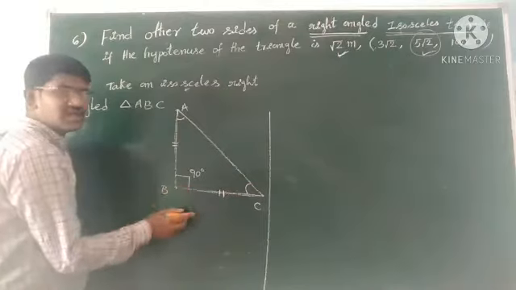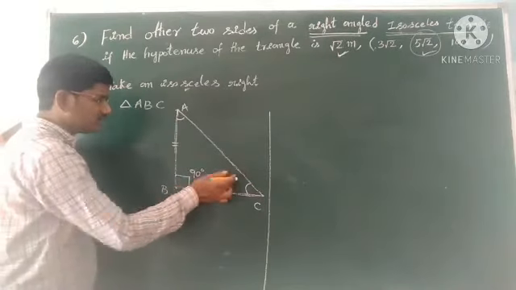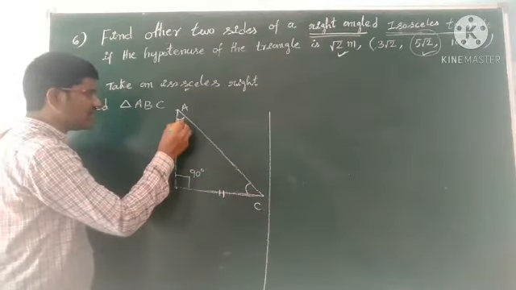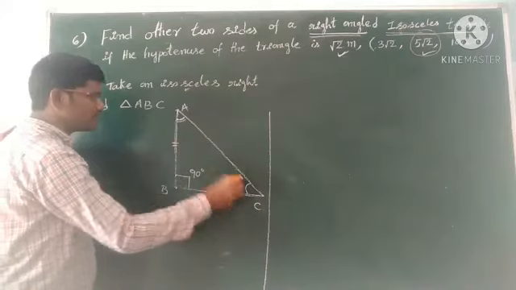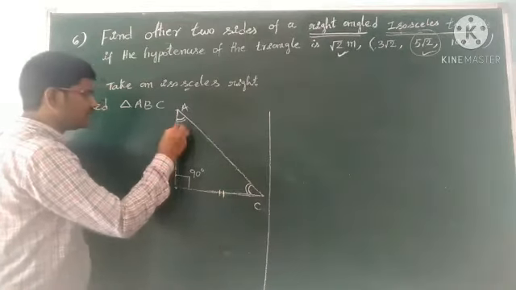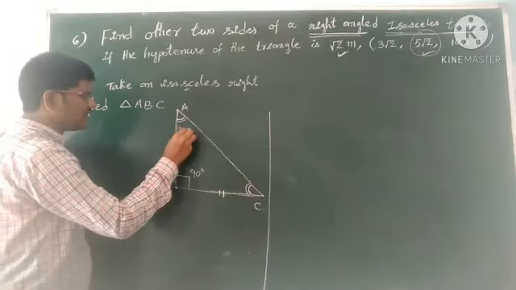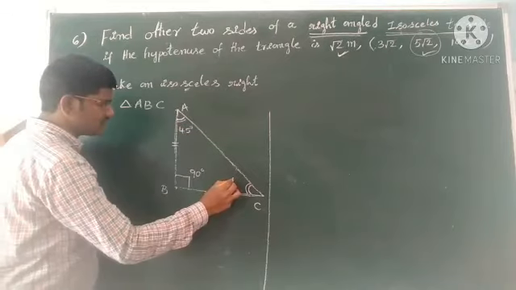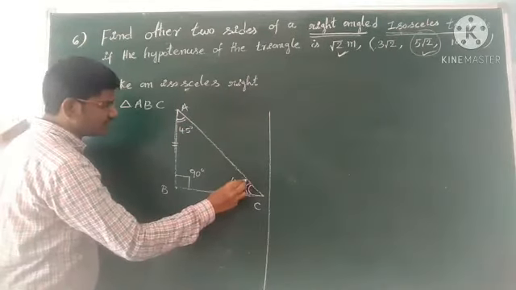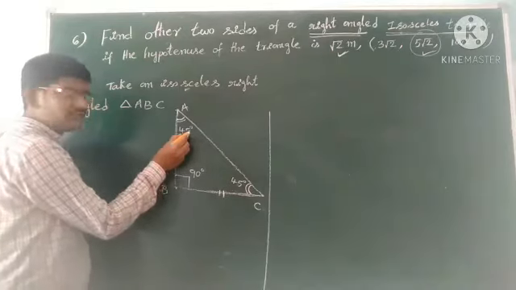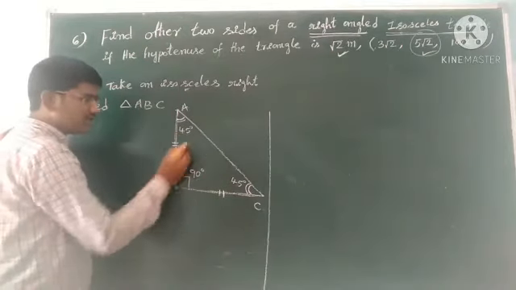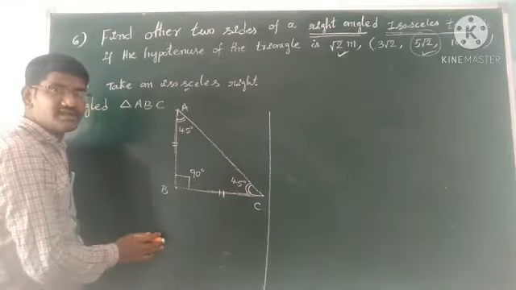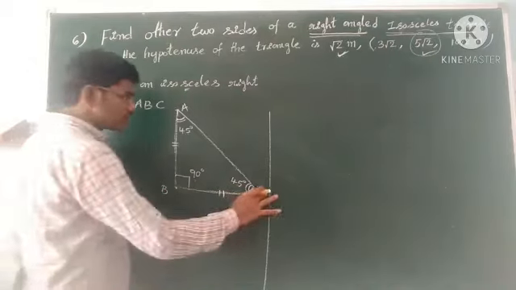All three interior angles must total 180 degrees. So these two angles must be equal. If this is 45 degrees, this is also 45. Then 45 plus 45 is 90, and 90 plus 90 is 180. The total of the interior angles is 180 degrees, so the statement holds good.